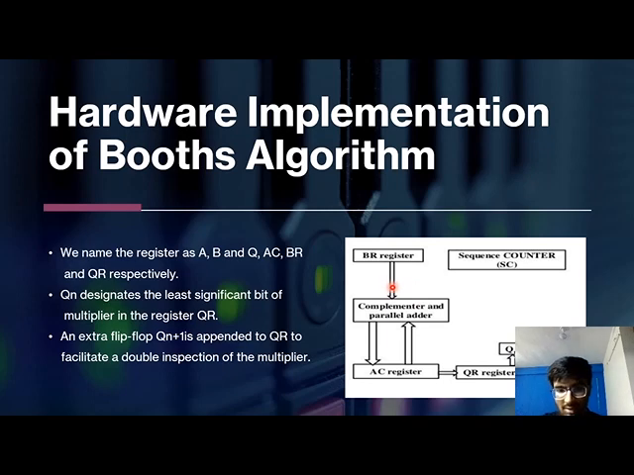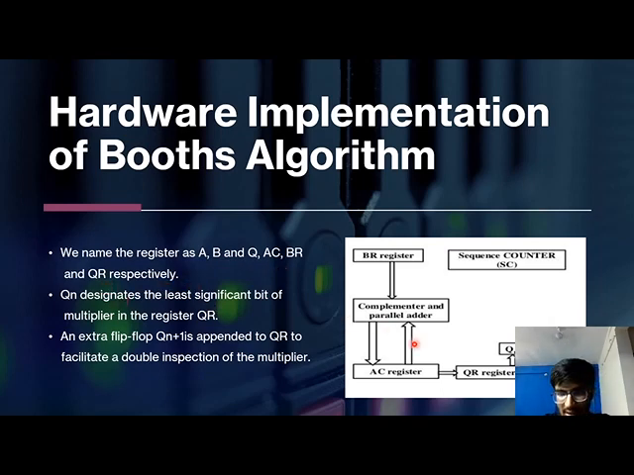The BR register value will go to the parallel adder as an input, then into the AC register, and then multiply with the QR register as data goes to the QR register. Now here there is a sequence counter. Finally, we have to bring the sequence counter to 0. We name the registers A, B and Q: AC, BR and QR respectively.